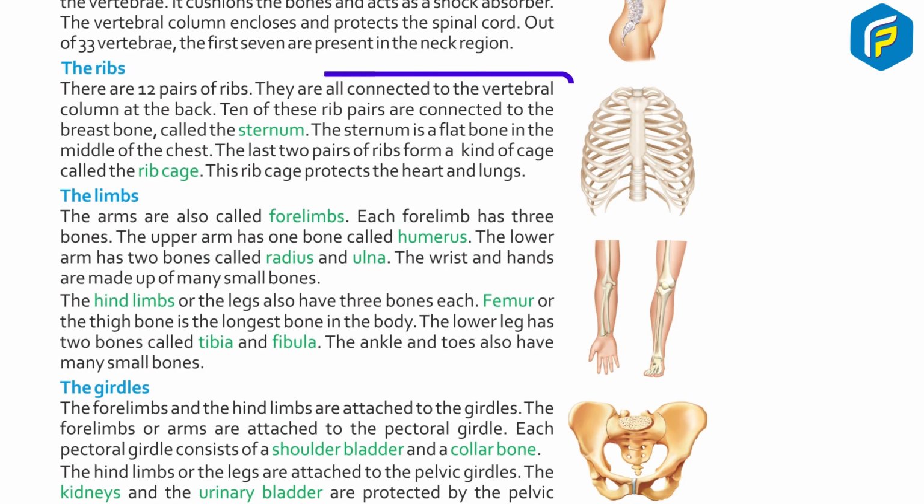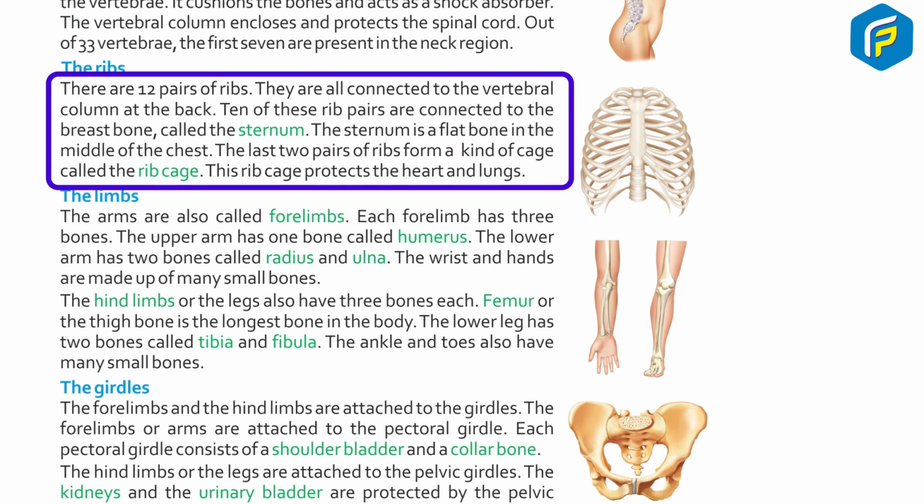The ribs. There are 12 pairs of ribs. They are all connected to the vertebral column at the back. 10 of these rib pairs are connected to the breastbone called the sternum. The sternum is a flat bone in the middle of the chest. The last 2 pairs of ribs form a kind of cage called the rib cage. This rib cage protects the heart and lungs.